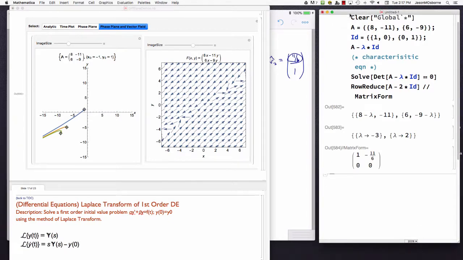Okay, so we're back. Let's just turn 11 over 6 into a number. Okay, so it's bigger than 1. So if you go over that much and up 1, the second eigenvector is down here, v2 and v1. Sorry, I had to think about that for a second. It's the easy math that'll get you.